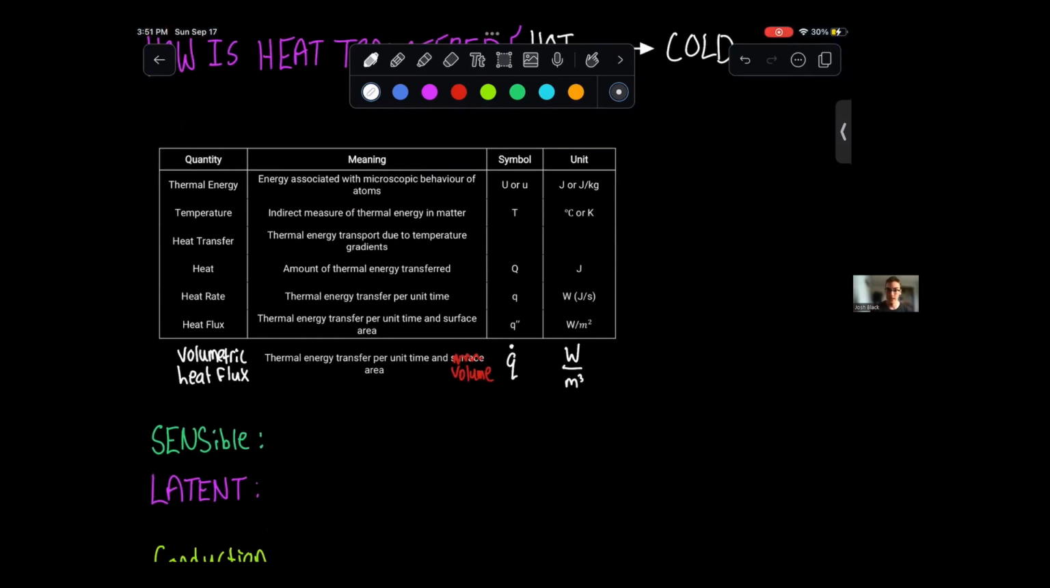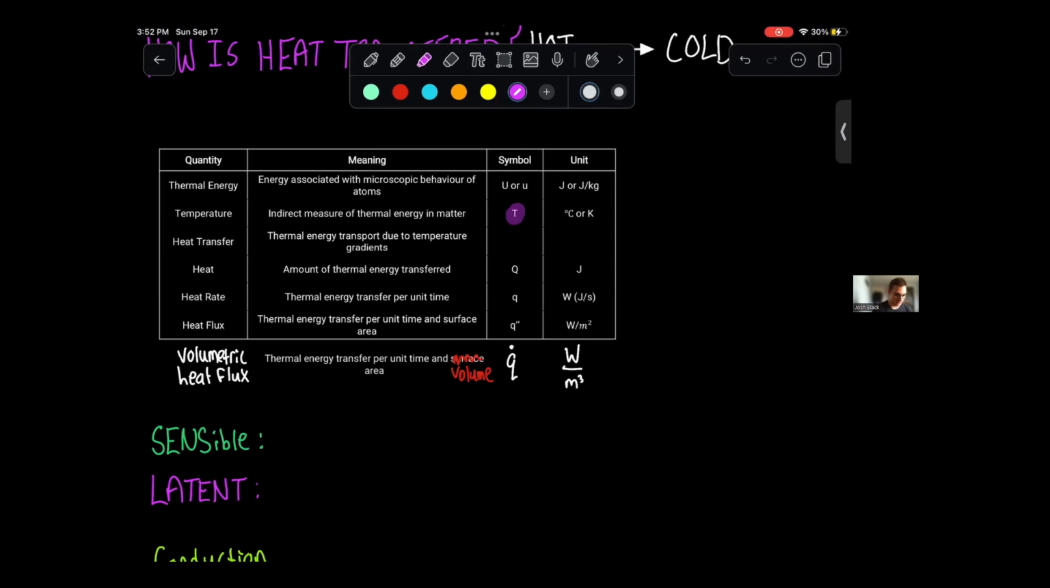Here's a few of the main variables that we're going to be using. We're going to come up over and over again. Thermal energy, it's important, but we haven't used it a lot yet. Temperature, obviously very important. Remembering temperature is a scalar, it's not a vector, it has no direction, just magnitude. Heat transfer, that's just a general term. Heat transfer is thermal energy transport due to temperature gradient, which is a change in temperature from side A to side B, which we just said, going from hot to cold.